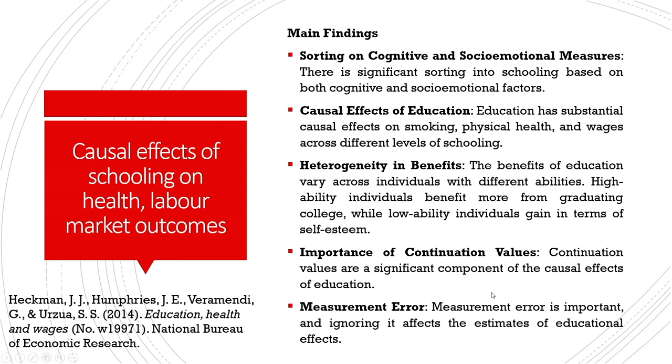It says that there is significant sorting into schools based on both cognitive and socio-emotional factors. Which means that students who have shown high cognitive skills or high socio-emotional skills are more admitted into higher education than otherwise. Similarly, causal effects of education are shown to be substantial on smoking, physical health and wages across different levels of schooling. There is heterogeneity in the benefits of education for people with different abilities. High ability individuals benefit more from graduating college. Low ability individuals gain in terms of self-esteem and are less likely to enroll themselves into college education.